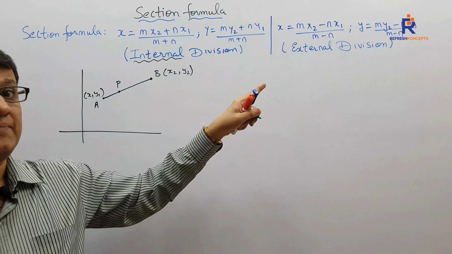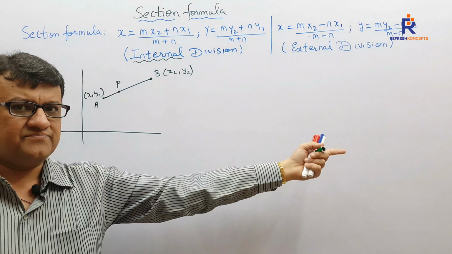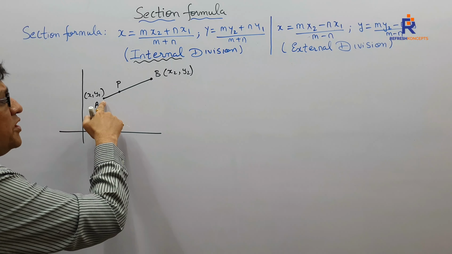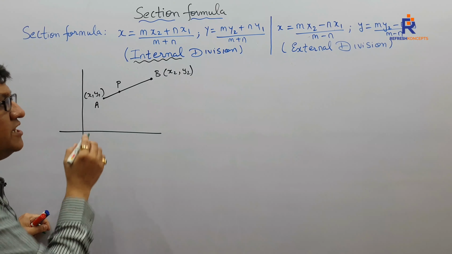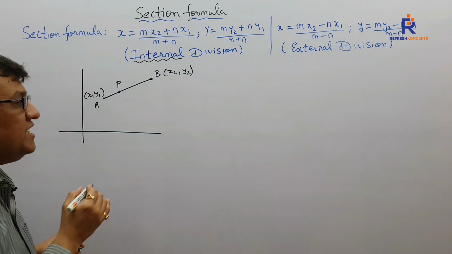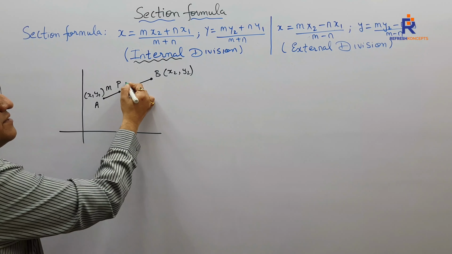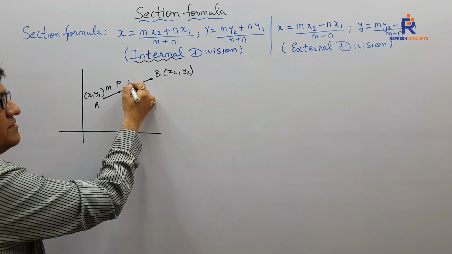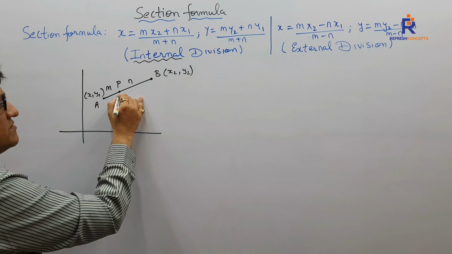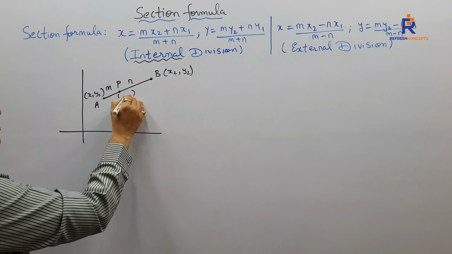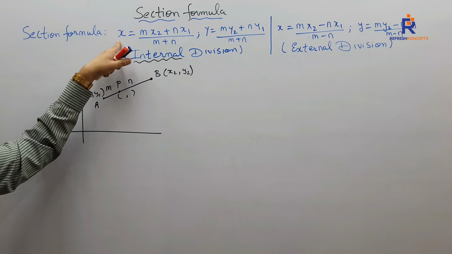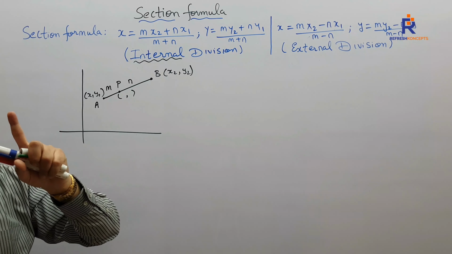In external division, point P will be lying outside segment AB. But we are not going to focus on that. Let's focus on this one. Once again, I said let point A be x1, y1, B be x2, y2. Point P divides AB in some kind of ratio. So let me say this is M and this is N. Let the ratio in which point P divides AB be M and N. I intend to find out the coordinates of point P. Will it have x coordinate? Will it have y coordinate? That's what we are finding.